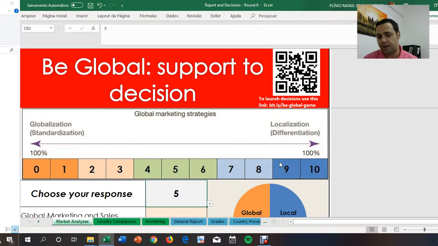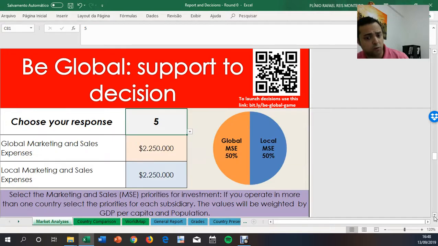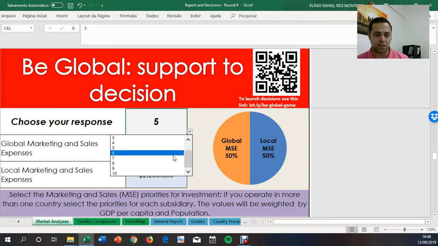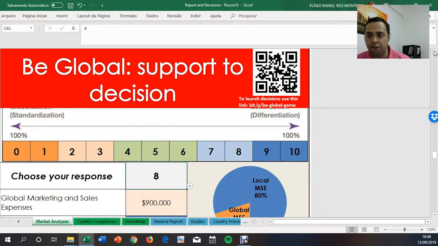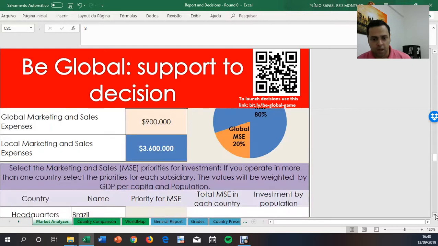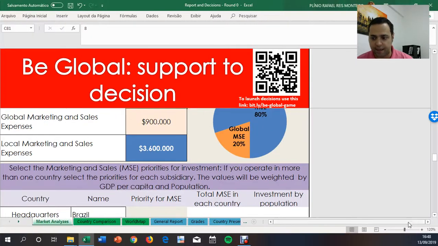You have a very specific meaning to your target market, but it's not so cost effective to use a local strategy. Since I'm in the first round, and I believe there will be no competition in the country, I will choose to invest a lot of money on local marketing. Let's say 8. This means that 80% of all my budget will be allocated to local marketing strategies. I can change all these decisions every round, so don't worry about having a decision right now.